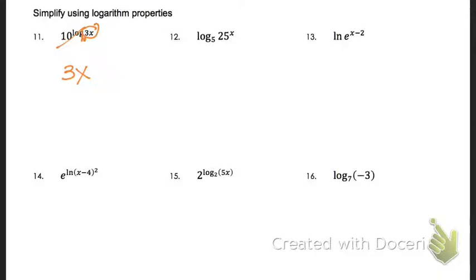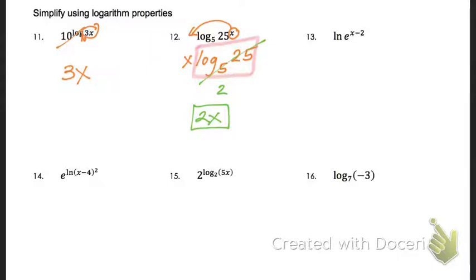Now there are 2 ways that you could do number 12. I'm going to show you both, and you can use whichever one that you prefer. So the first one is take this x, move it out front, so it becomes x log base 5 of 25. And we can evaluate this because what power do I need to raise 5 to get to 25? 2. So this just becomes 2. So my final answer would be 2x.